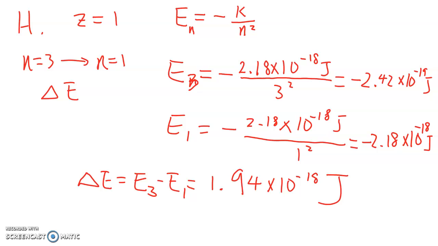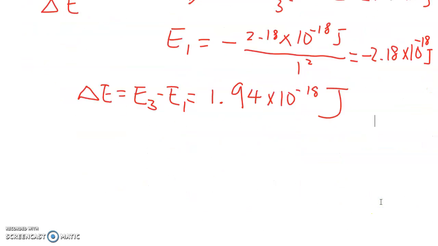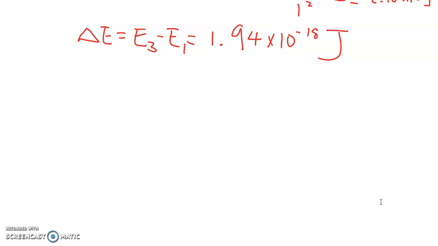Now, let's see what type of wavelength this energy is equivalent to. Let's see if it is in the visible area, infrared, UV, or in any region. So what we need to know is, how can we convert this energy into wavelength? The goal is to find out what is the wavelength corresponding to this energy.